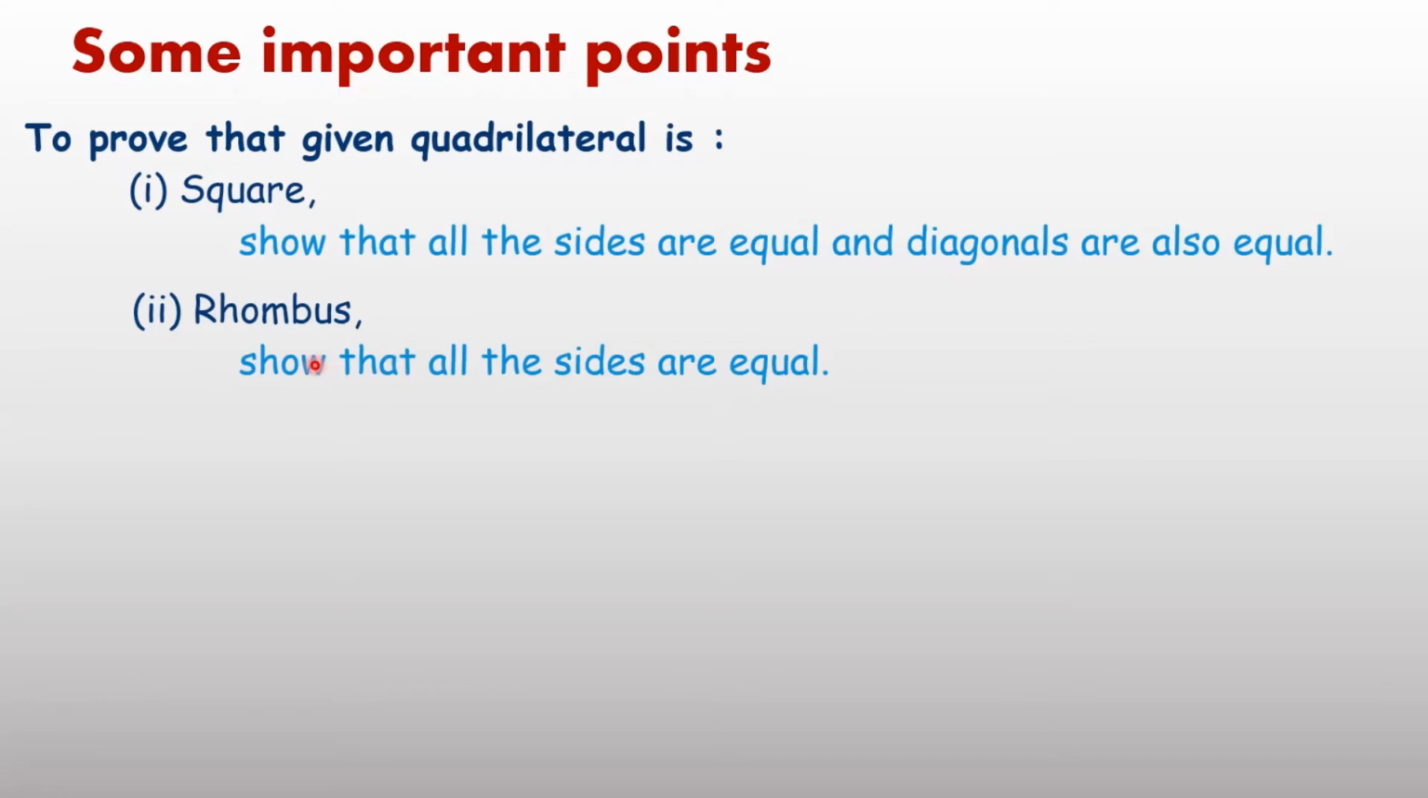Some other properties of rhombus and square, I hope you know, you have covered in previous classes. Means diagonals bisect each other at 90 degree. In case of square and rhombus, you should also remember that diagonals of a rhombus bisect each other at 90 degree. But to prove a rhombus, the minimum requirement is that all 4 sides are equal, it implies it is a rhombus. If all 4 sides are equal and diagonals are also equal, then square.